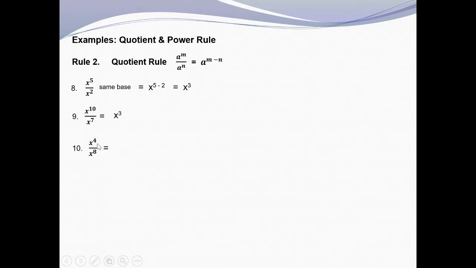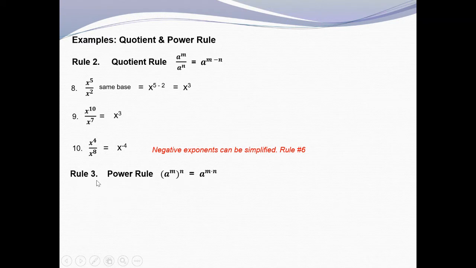Number 10, we have x to the 4th divided by x to the 8th. So they are the same base, so the rule can be applied. It's going to be x to the negative 4 because 4 minus 8 is equal to negative 4. Now this one can be reduced, but we're not there yet, because most of the times they don't want you to have negative exponents. So this is rule number 6, and I'll show you that one later. But for now, because we haven't explained rule number 6, let's leave it like that.